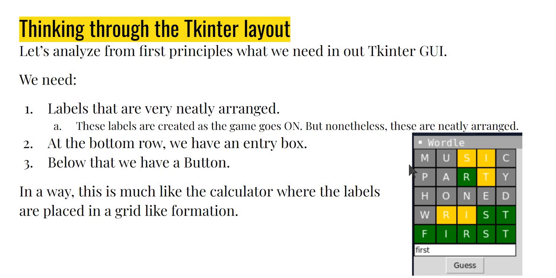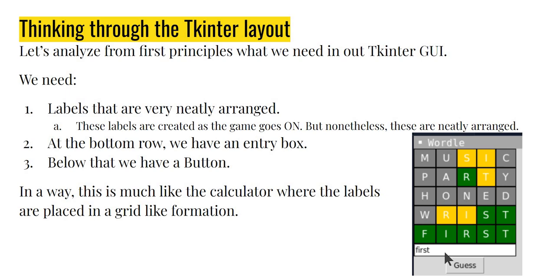Let's say there's a gameplay that I put over here. I start with music, party, honed. The word chosen is finally first. Now notice here that the labels that are used to represent these letters are in fact very neatly arranged. We know that these letters get created as the game is going on, depending on what the user is guessing. But nonetheless, they are very neatly arranged, almost like our calculator where we had these buttons quite neatly arranged, right? The reason I bring this up is because we are going to use the same grid geometry manager for placing these as well.